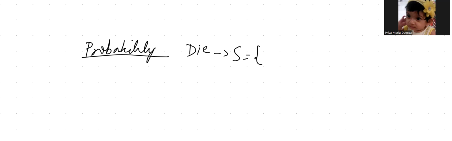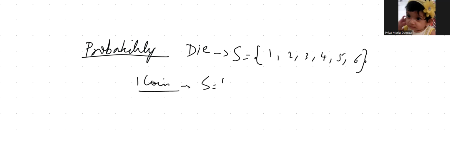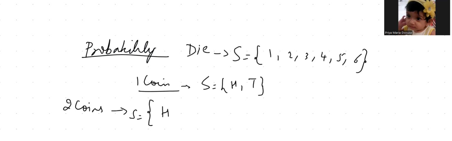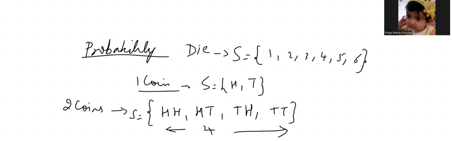I'm moving on to probability. Sample space is very important. It is the set of all possible outcomes. If a dice is thrown, the sample space will be 1, 2, 3, 4, 5, 6. If it's one coin, the sample space will be heads or tails. Now if 2 coins are tossed, the sample space will be head head, head tail, tail head, and tail tail. So you'll have four possibilities, 4 outcomes. The count of S will be 4.